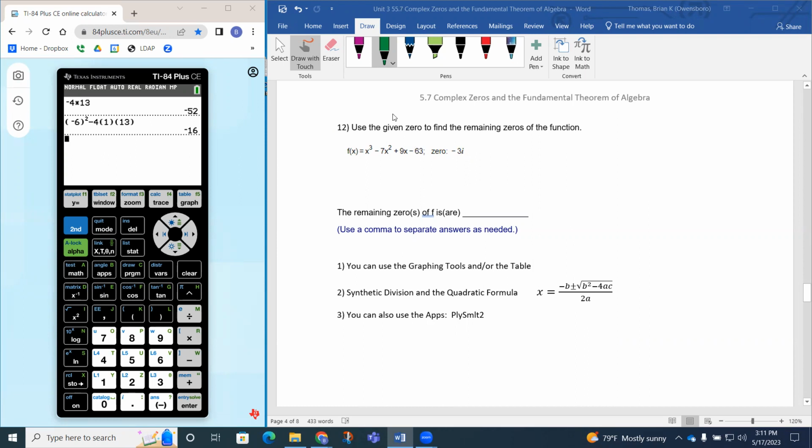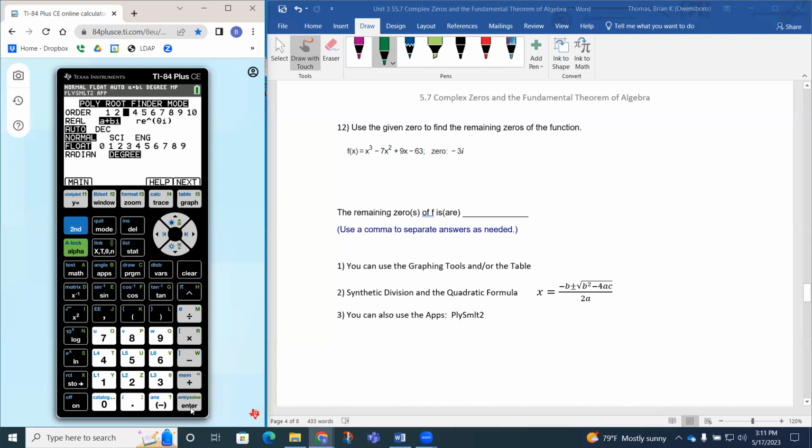So again, one way to do this is we can actually use the apps button on the calculator and go down to number 7 and the root finder. Notice how this is a degree 3. We already got a plus bi lit. This all looks good. Go next.